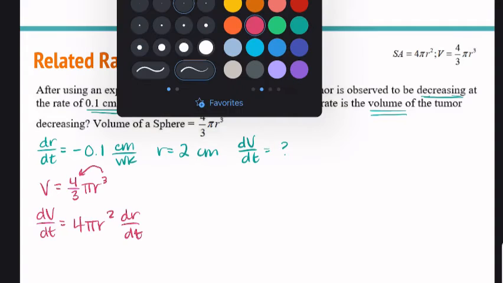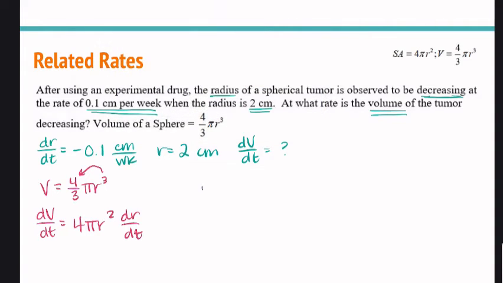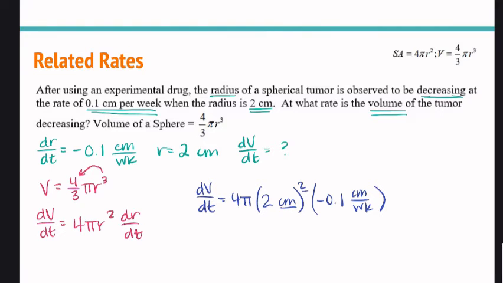Okay, and then I need to go and plug in what I know. So I don't know dV/dt. My 4 is going to stay. My pi is going to stay. My radius is going to be 2 centimeters squared. And then dr/dt I know is going to be negative 0.1 centimeters per week. Okay, so from looking at this, I know that my units are going to come out to be centimeters to the third, so centimeters cubed per week. So let's go ahead and do that in our calculator.